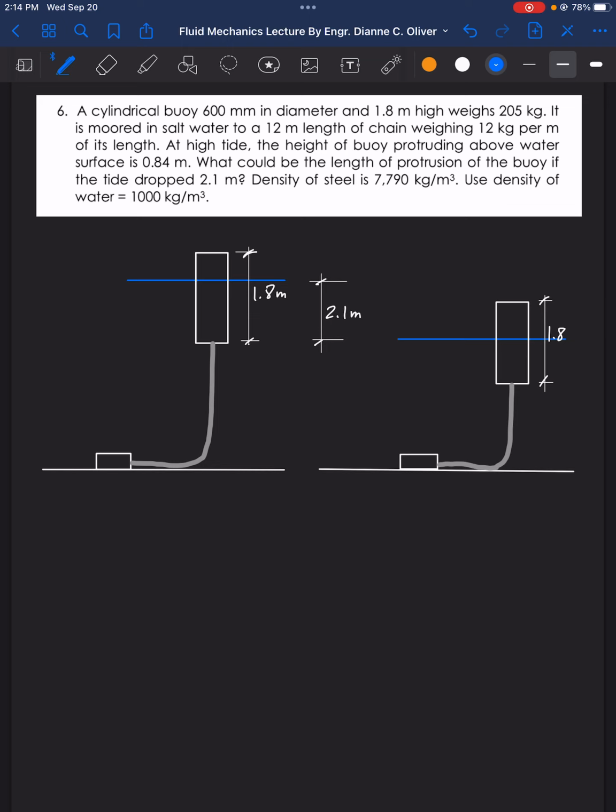So, cylindrical buoy, 600 mm in diameter, or that will be 0.6 meter diameter. At high tide, the height of the buoy protruding above the water surface is 0.84. So this is 0.84 here.